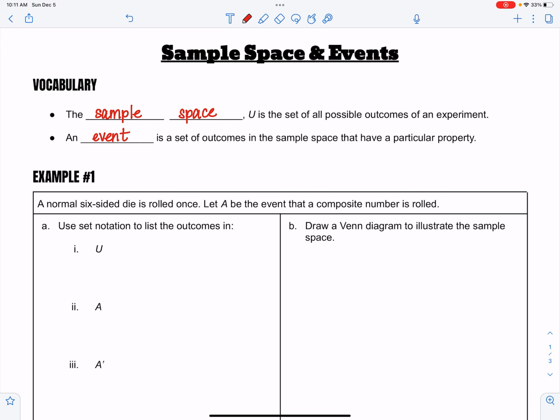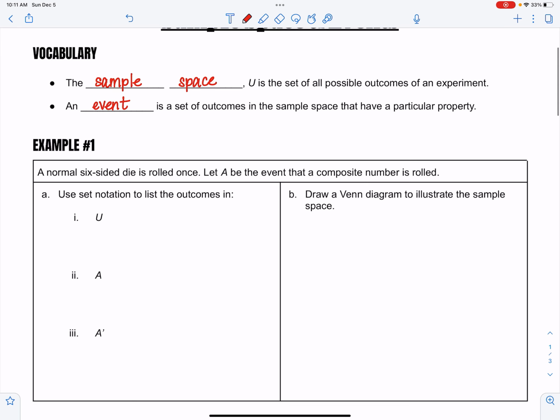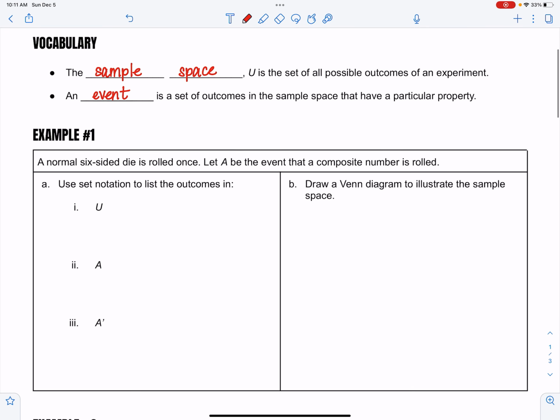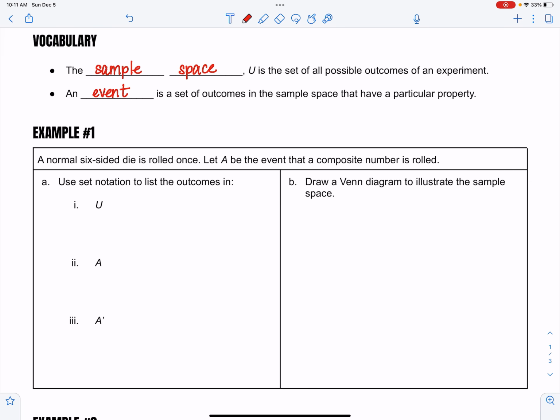So example 1 states that you have a normal six-sided die and it's rolled once. Let A be the event that a composite number is rolled. So remember, a composite number is the opposite of a prime number. And a prime number by definition is a number that can only be obtained by having the product of 1 and itself. So any number that can be divided evenly by any other number other than 1 and itself is what we consider a composite number.